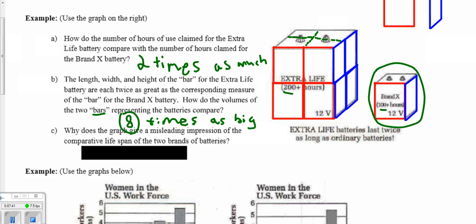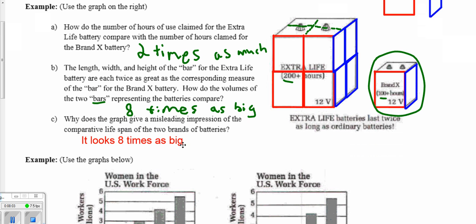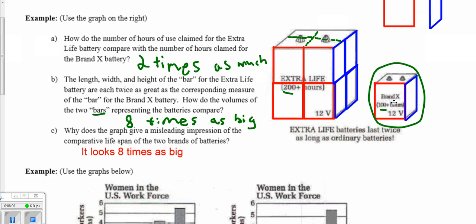So why does the graph give misleading impressions of the comparison lifespan of the 2 brands of batteries? Well, this one, it's true, it's a lot less than this one. It's half as much. Or we could say this one is 2 times as much battery power as this one. But according to the graphs, it looks like it would be 8 times as big, or it looks like it would be 8 times as long, when really it isn't. So this graph, or this representation, is actually pretty misleading.